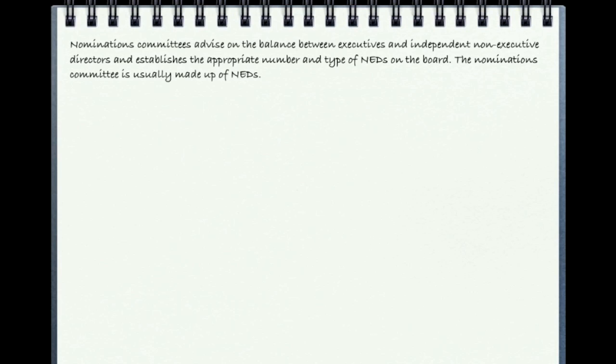So the nominations committee, remember, advises on the balance between executives and independent non-executive directors. So that's the balance of the board structure. It also establishes the appropriate number and type of non-executive directors on the board. And remember, the nominations committee is usually made up of non-executive directors. That might be all non-executive directors, but it will definitely be a majority of non-executive directors. So the board structure is the thing that the nominations committee is particularly interested in.